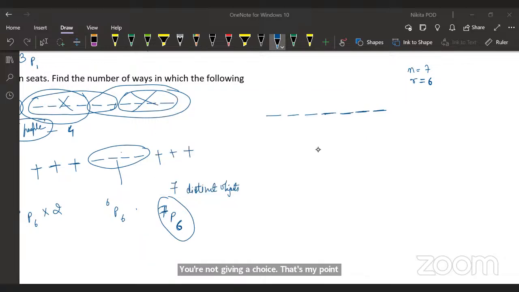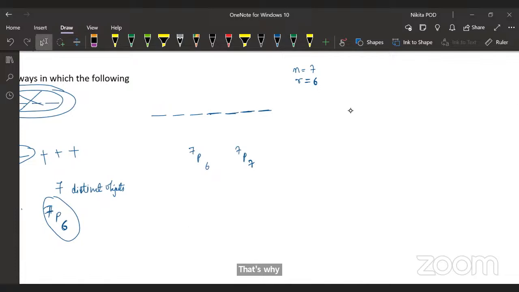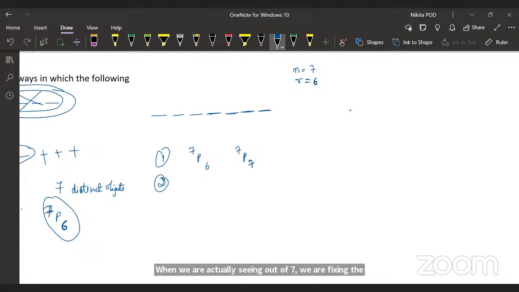Wait, I think I lost the connection. Can you just repeat? So first, my observation is, ma'am, 7P6 is the same as 7P7, which means whether we consider r as 6 or 7, the answer is the same. That's my first observation. The second observation is, when we say out of 7 we are fixing the position of 6 objects, you are also fixing the 7th object's position indirectly. You are not giving it a choice.